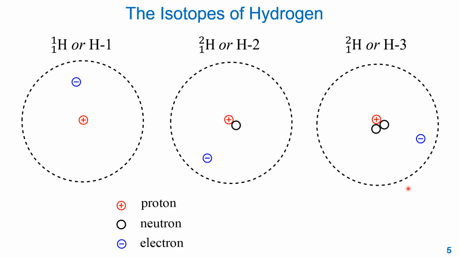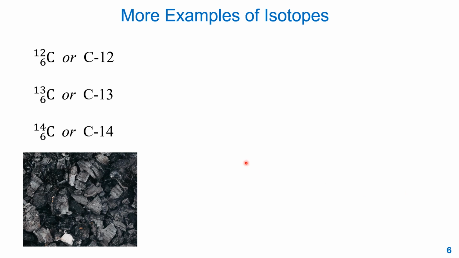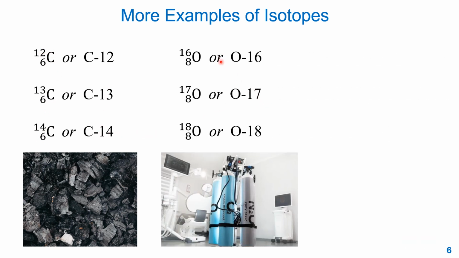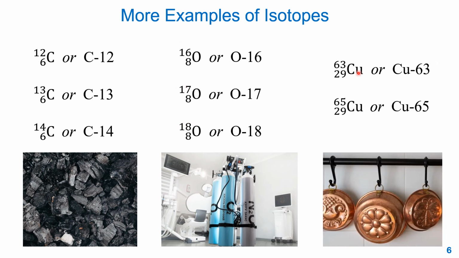So isotopes are different atoms of the same element. Example here, carbon. Carbon actually has 3 isotopes, carbon 12, 13, 14. And oxygen has 3 isotopes, oxygen 16, 17, 18. You can see they all have the same protons number but a different mass number. Another example, copper. There are 2 isotopes, same protons number 29, but they have different mass numbers 63, 65.